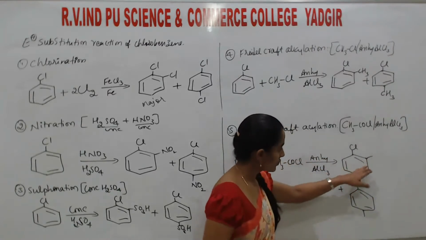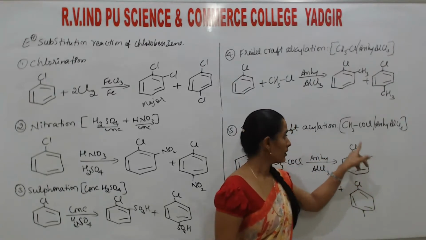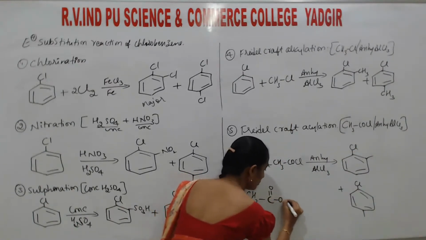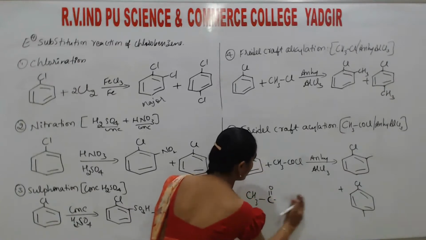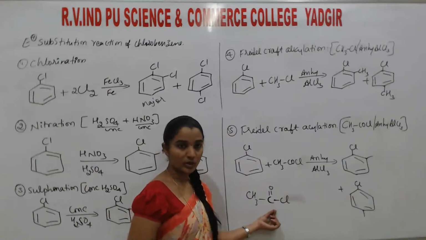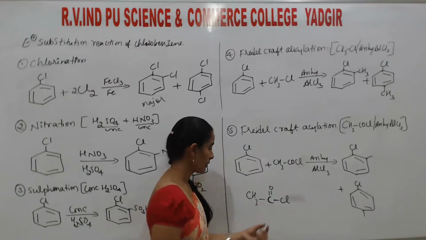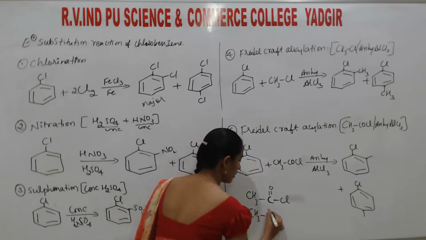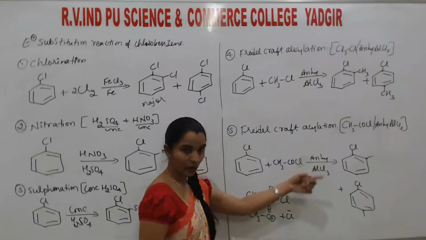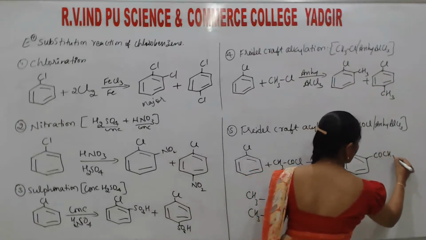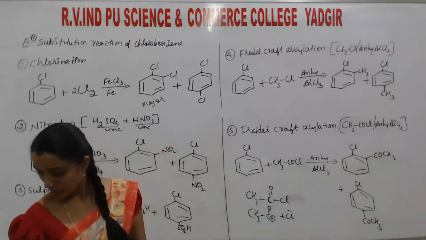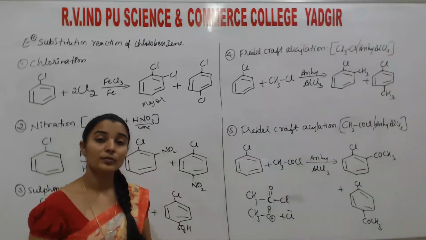Next, similarly here. So students, which one is going to attach here? Listen, let me write this. CH3, C double bond O, Cl. How can this be dissociated? CH3C double bond O plus Cl-. So this is going to attach. So that is COCH3. Okay. So from all these, what are you going to observe?